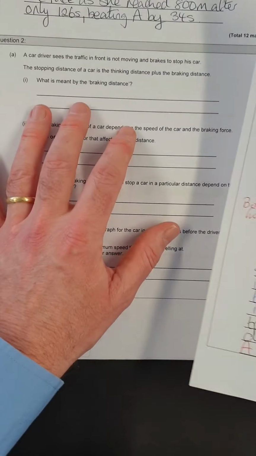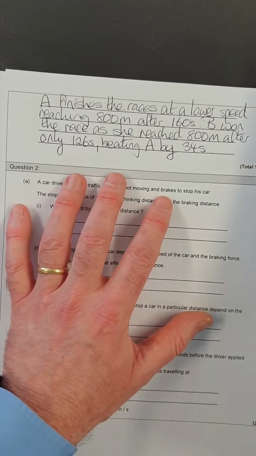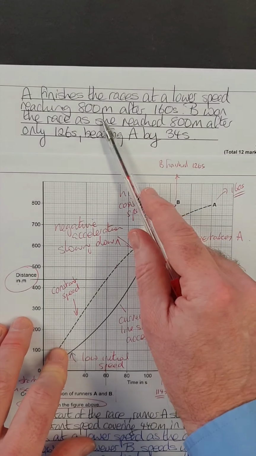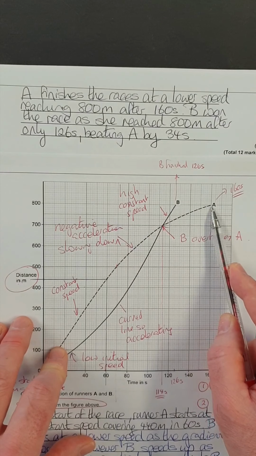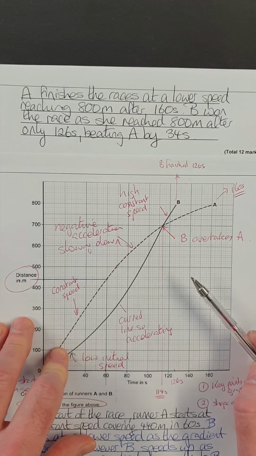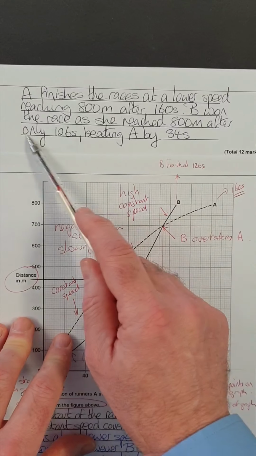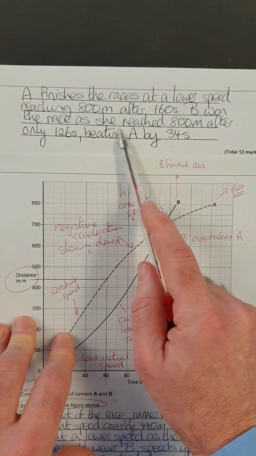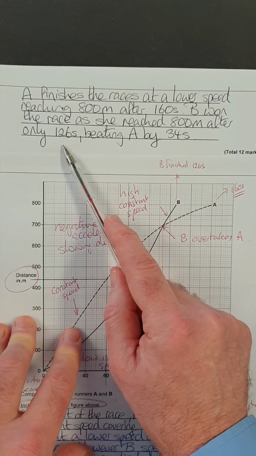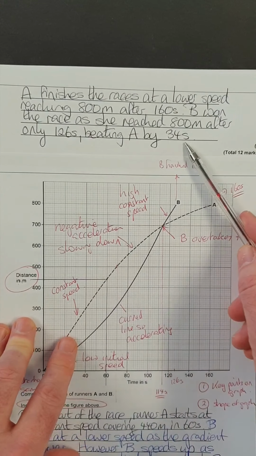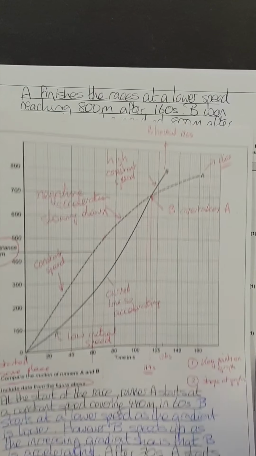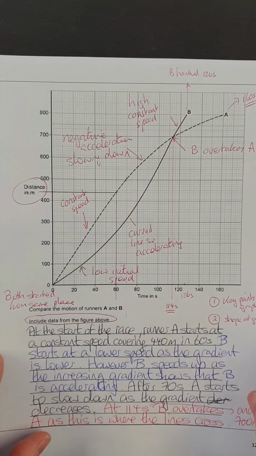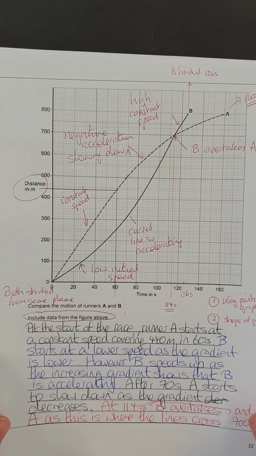That would be a fourth point. Then I say that A finishes the race at a lower speed, reaching 800 meters after 160 seconds. Again, taking the data from the graph. B won the race, so I'm giving a conclusion to my little paragraph, as she reached 800 meters after only 126 seconds, beating A by 34 seconds. So I've compared the motion of the two runners and I've included data from the graph. And I've tried to do it in a way that is coherent.